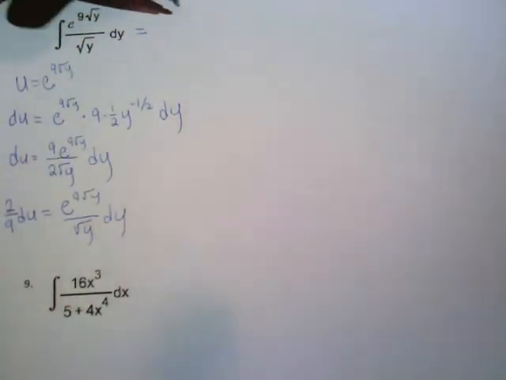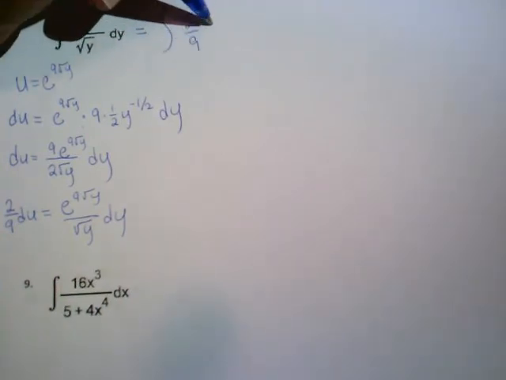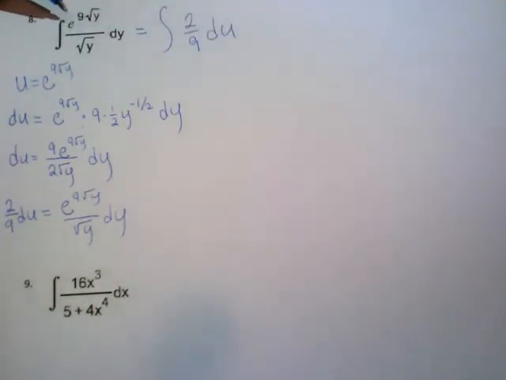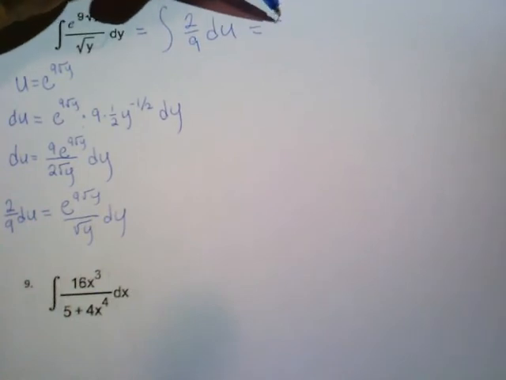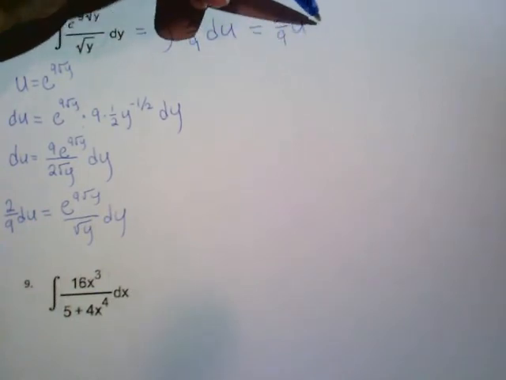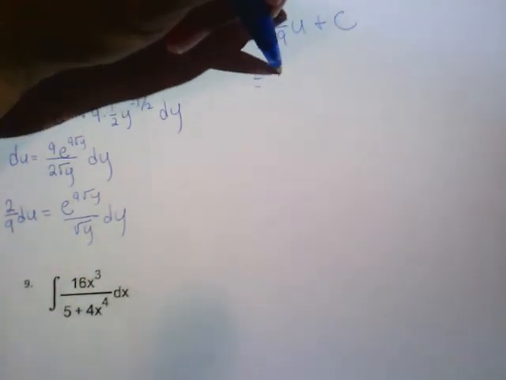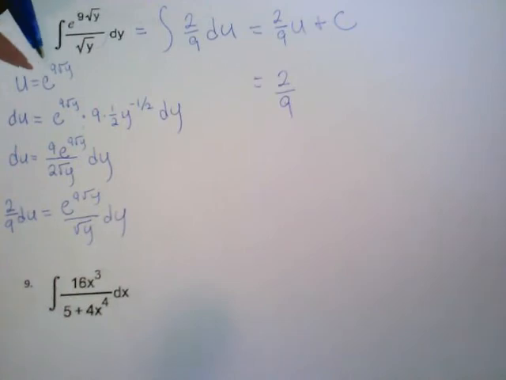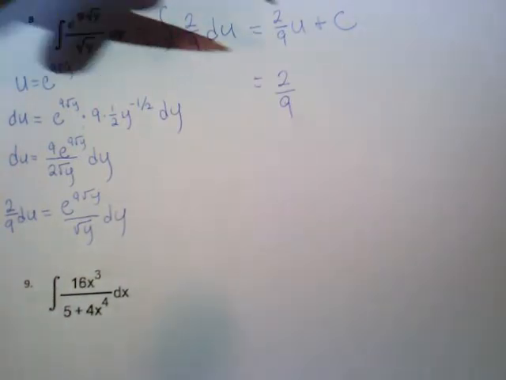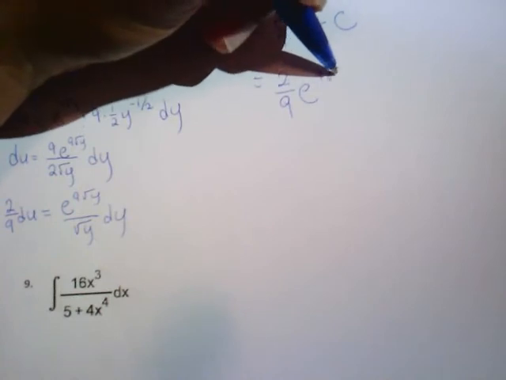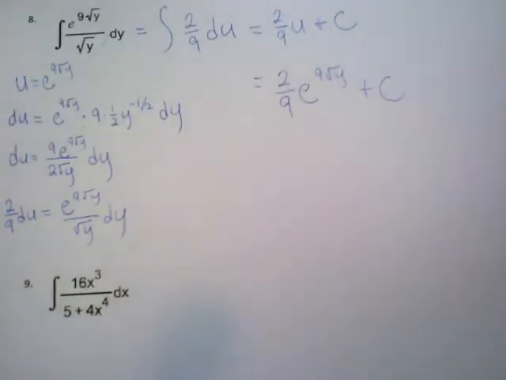So this will become the integral of 2 over 9 du, because the du is substituting in for this entire expression that we have here. Then from there, this will equal 2 over 9 u plus c, and then we can go back and complete the substitution and just simplify everything out. So this will finally be 2 over 9, and we already said u is e to the 9 square root of y, so e to the 9 square root of y plus c.